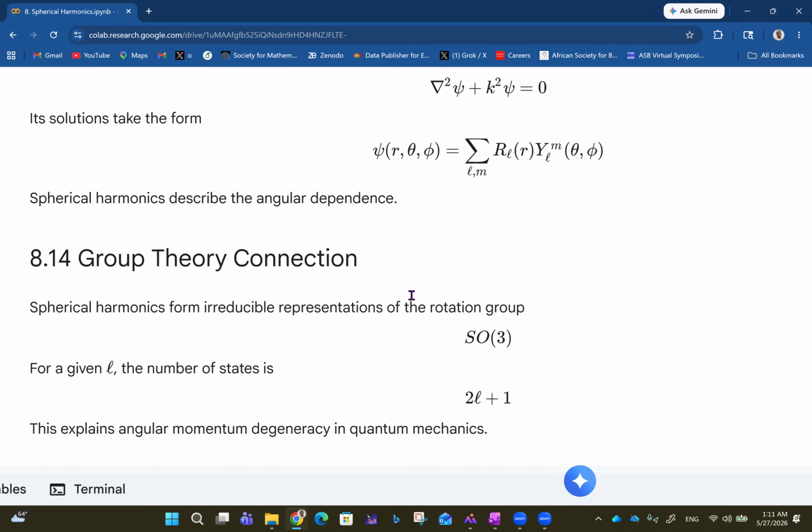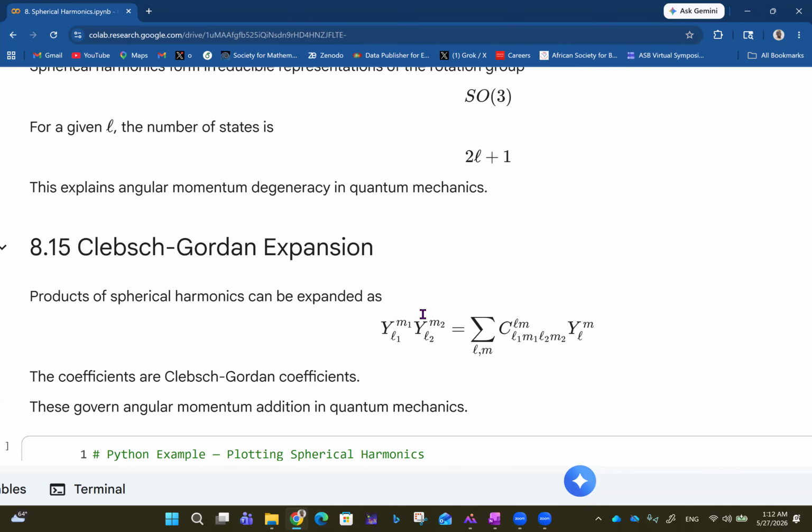Then you have the group theory connection. Spherical harmonics form irreducible representations of the rotation group SO(3), and for a given L, the number of states is 2L plus 1. This explains angular momentum degeneracy in quantum mechanics. Well, this is beginning to refer to abstract algebra. In case you want to learn more about abstract algebra, you can check out the playlist on abstract algebra.